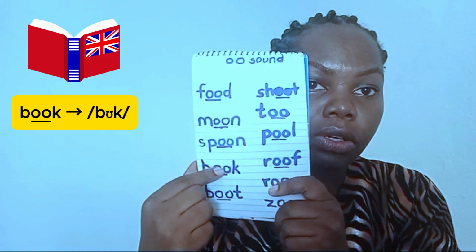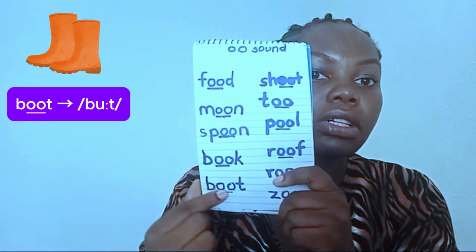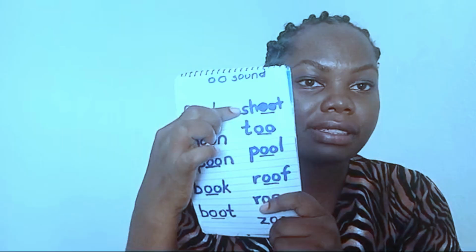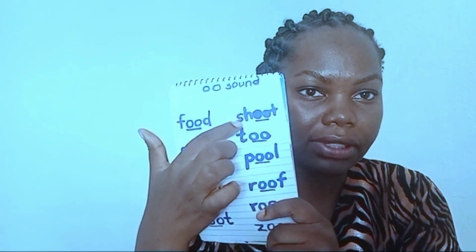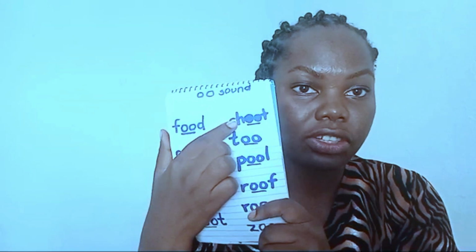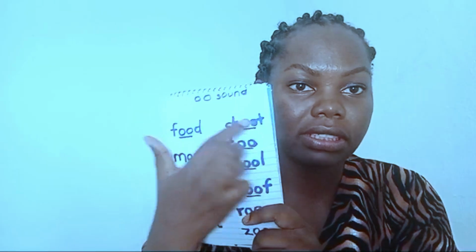B, u, k, book. B, u, t, boot. So this is a digraph too. This is a digraph. It is two letters that come together to make one single sound. Sh, oo, t, shoot.